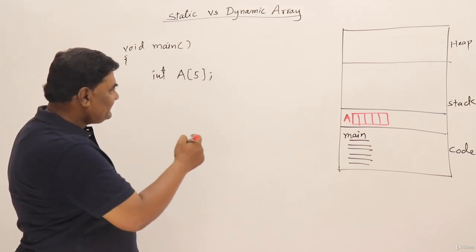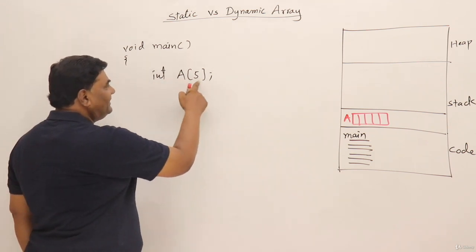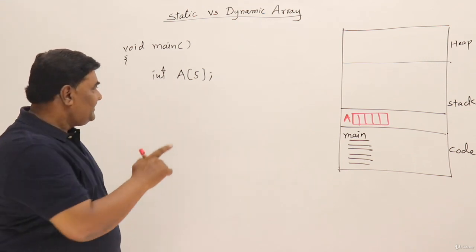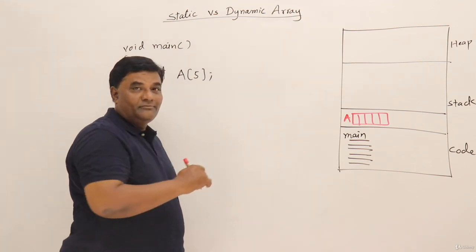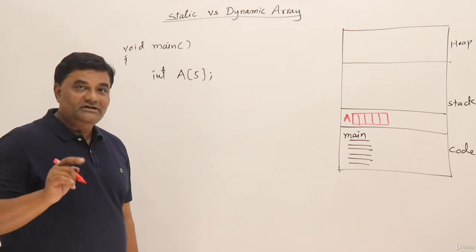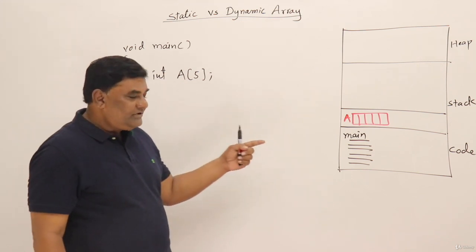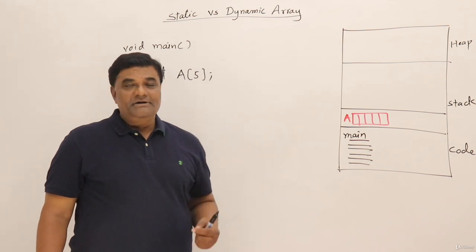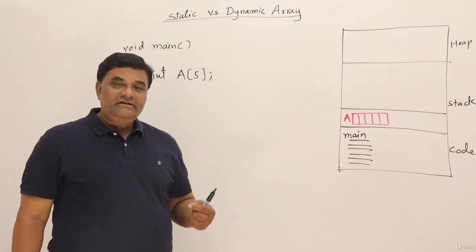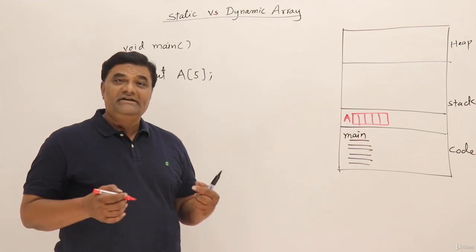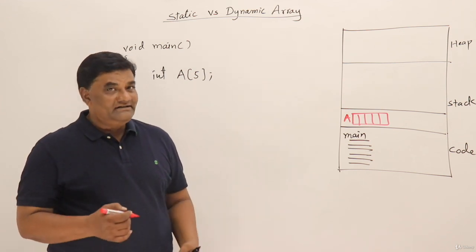So why am I calling it static? Because the size of this array was decided at compile time. Though the memory will be allocated during runtime only, memory cannot be allocated at compile time. So memory will be allocated during runtime, and the size of that memory was decided already at the compilation time. Definitely the size of an array has to be decided at compile time in C language.